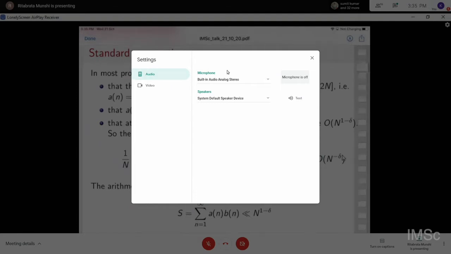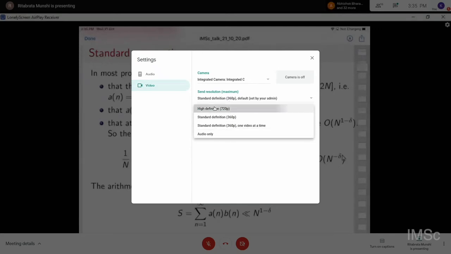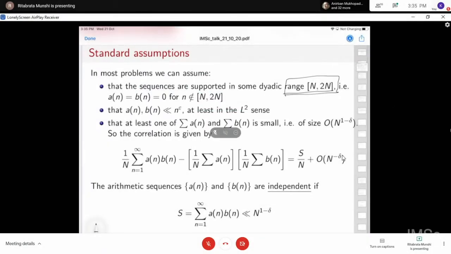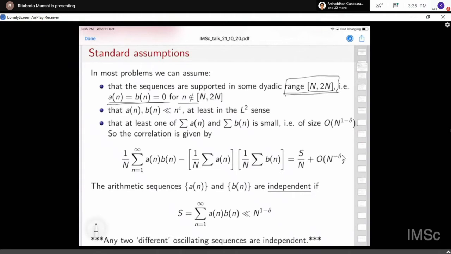Anyway, so we'll have some standard assumptions about this arithmetic sequence. The first one, as I said, I'm not interested in infinite sum. I'm going to look at a dyadic range. So I will have a parameter n, and my an and bn's are going to be, or at least one of them is going to be 0 outside this range. And usually we will have that these coefficients an and bn, or the arithmetic functions, are not really large. They are bounded by some n to the power epsilon.